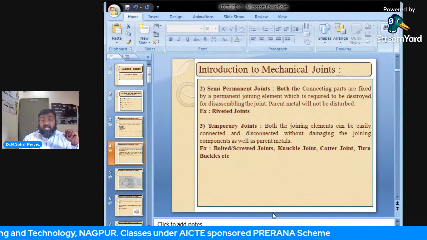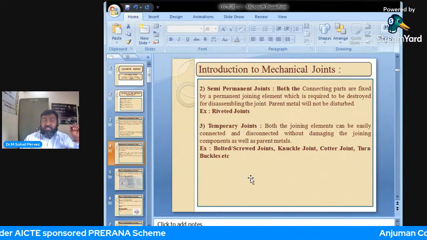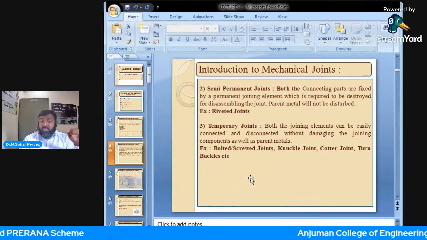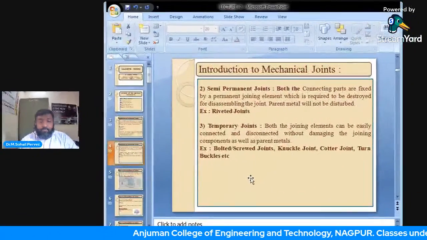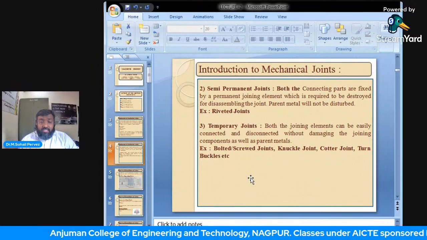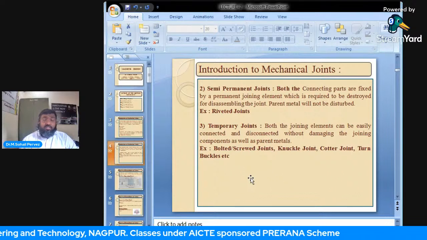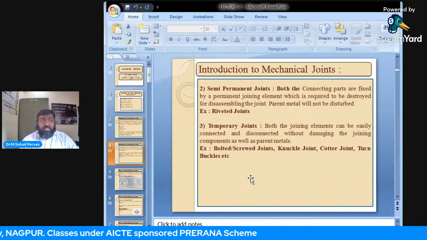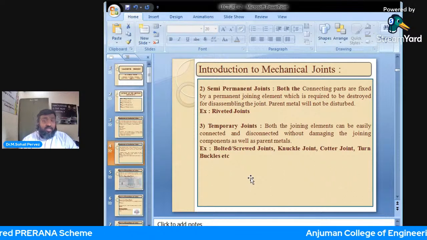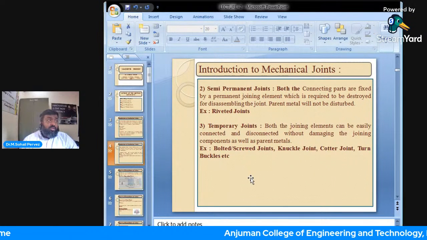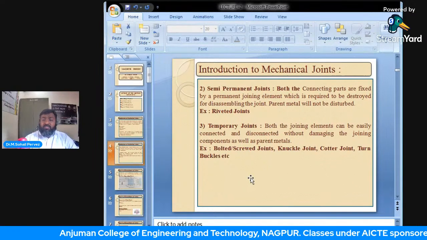Riveted joints are semi-permanent. The next one is a temporary joint. Temporary joint means both the joining elements can be easily connected or disconnected. That's why I'm putting this before you, that these temporary joints are the most widely used joints, such as nut and bolt or screw joints, knuckle joint, cotter joint, turnbuckle, etc. Sometimes a coupler nut is also used in place of a turnbuckle.